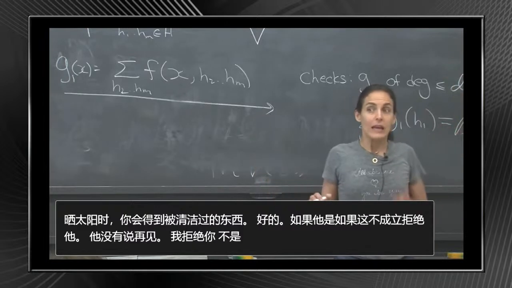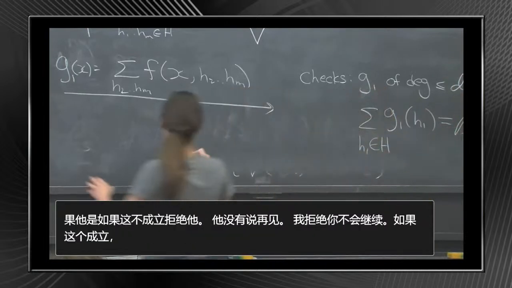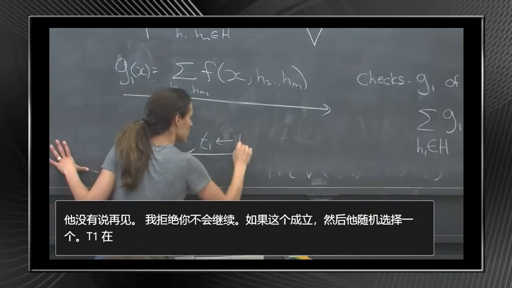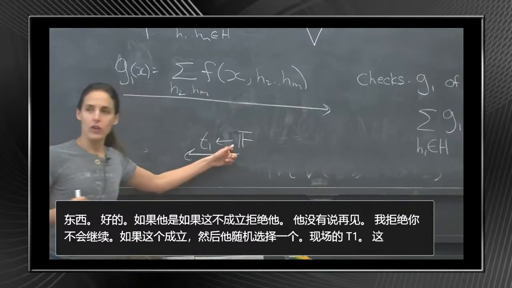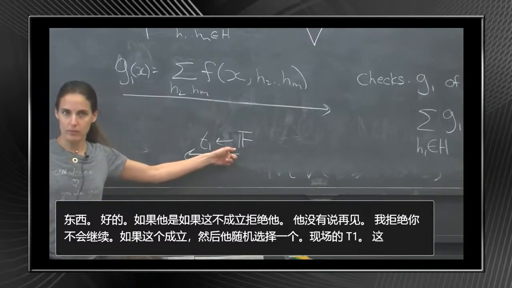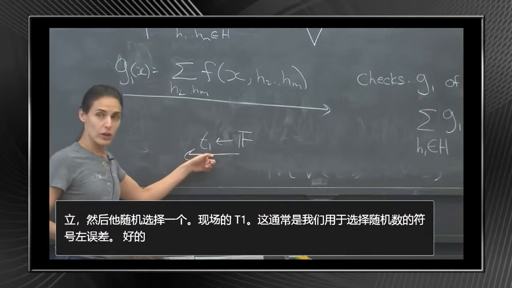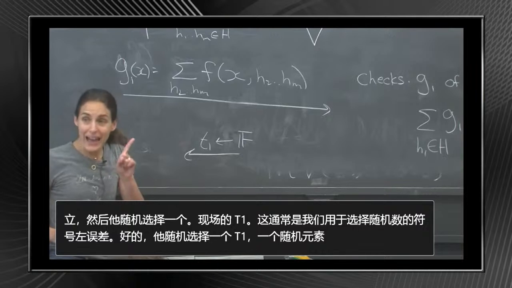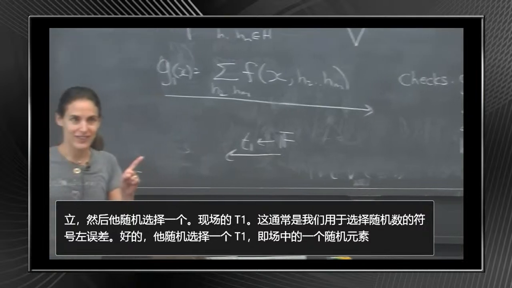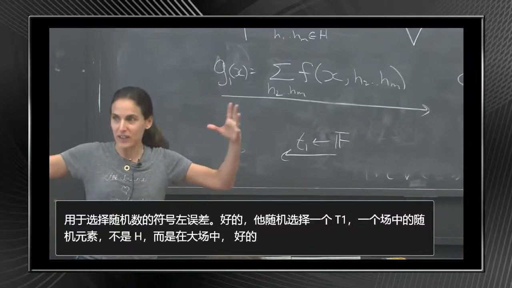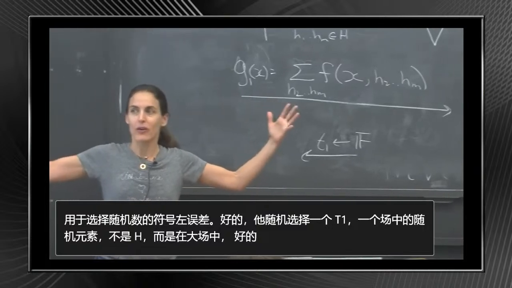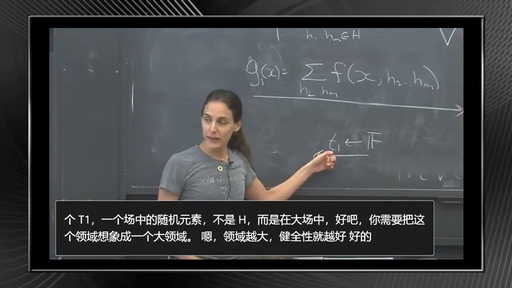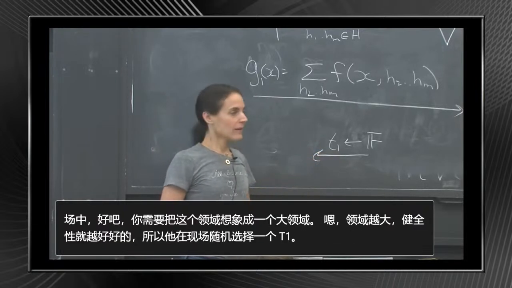Not going to continue. If this holds, then he chooses a random t1 in the field. This left arrow is a notation that we often use for choosing at random. So he chooses at random a t1, a random element in the field. Not in H, but in the big field. You need to think of this field as being big. The bigger the field, the better the soundness will get.